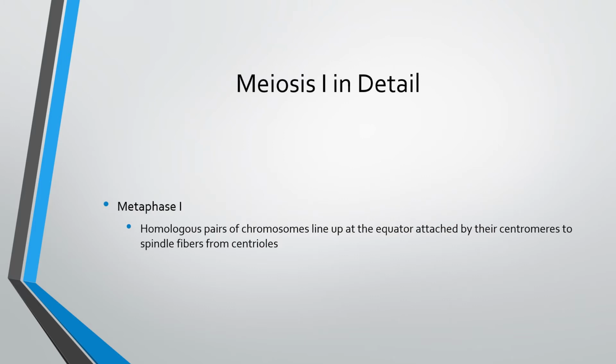Metaphase 1. Homologous pairs of chromosomes line up at the equator, attached by the centromeres to spindle fibers from centrioles.